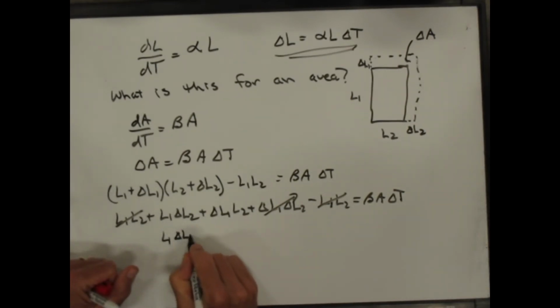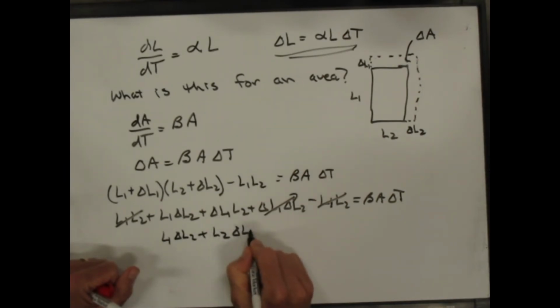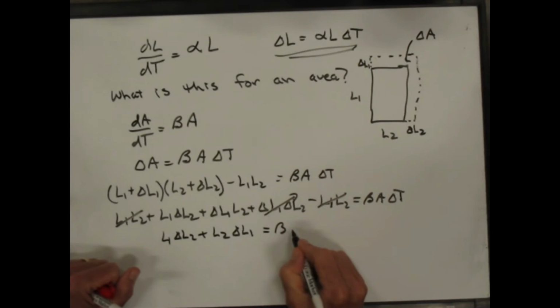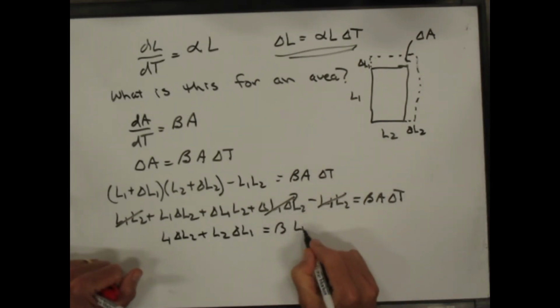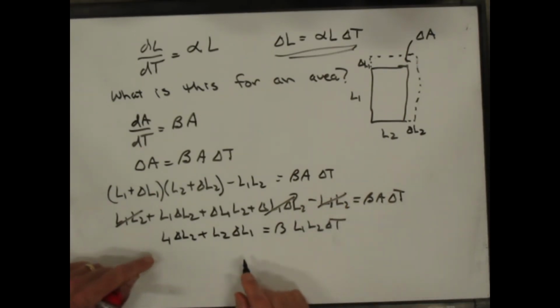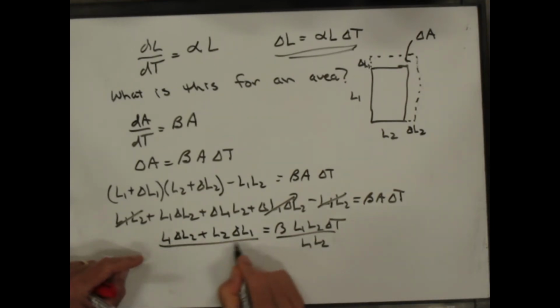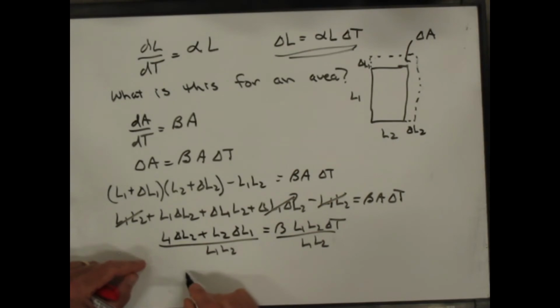L1 delta L2 plus L2 delta L1 equals beta times the area, which is just L1 L2 delta T. Right. And now I'm going to divide both sides by L1 L2, and this gives me delta L2 over L2 plus delta L1 over L1 is equal to beta times delta T.